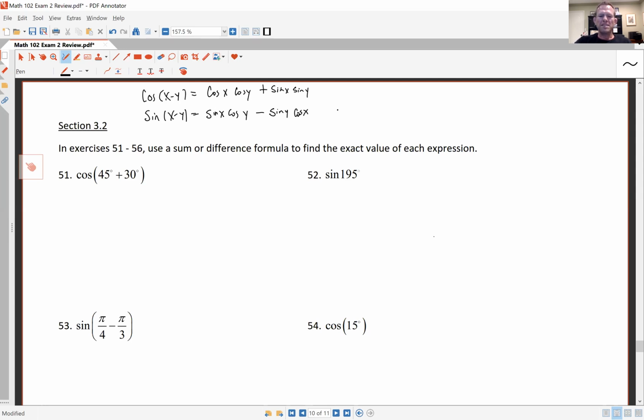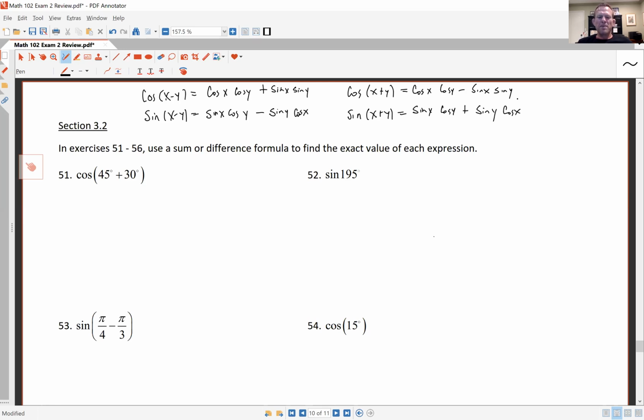Now, the pluses of those: the cosine of the x plus y changes the sign between those. And likewise, the plus for the sine changes that sign between them. Okay, so those are the four formulas that we use for these.